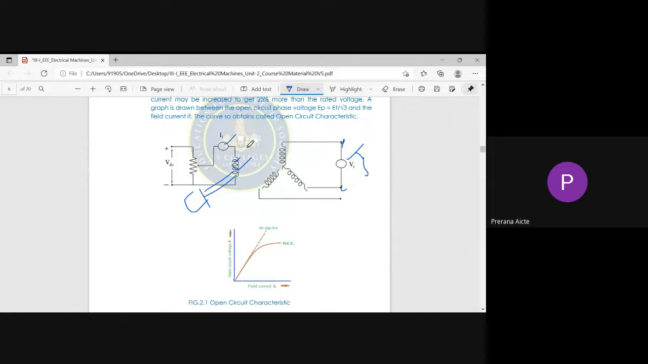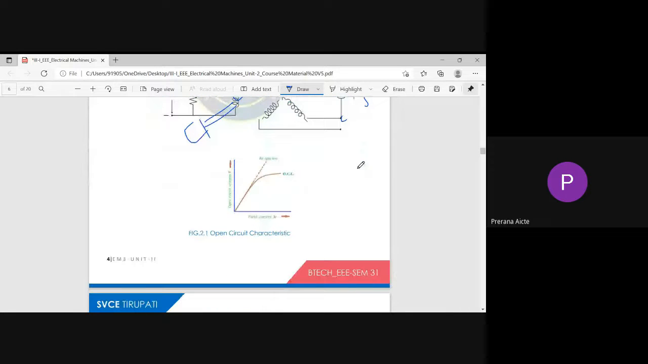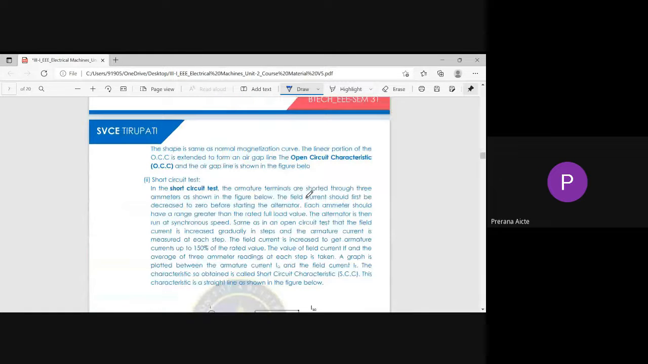At each step, we record the field current versus terminal voltage. From that, we plot a graph, and that graph is nothing but the OCC curve. On the x-axis we take the field current, and on the y-axis we take the terminal voltage. From that, we draw the OCC curve, the open circuit characteristics.